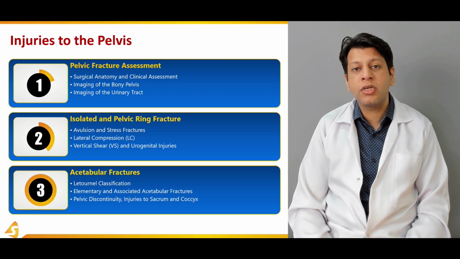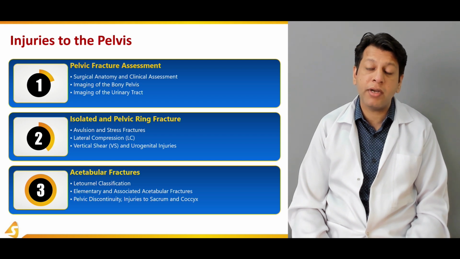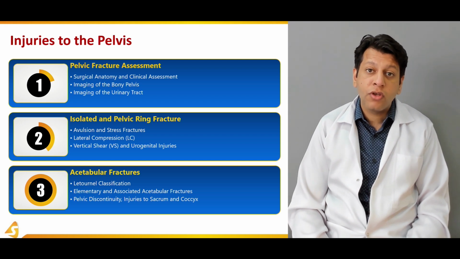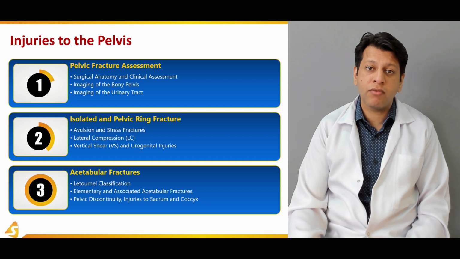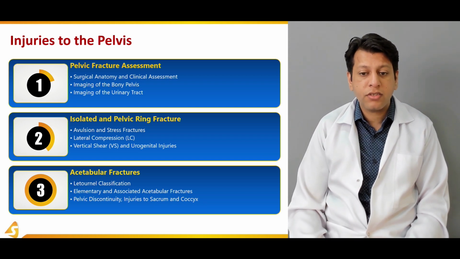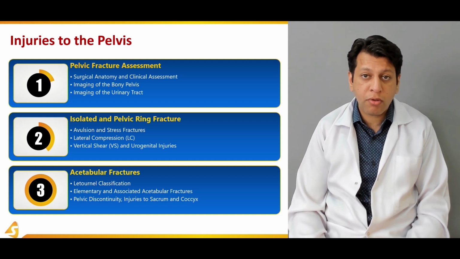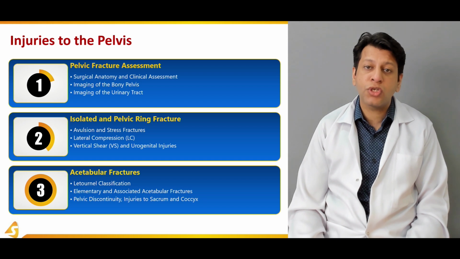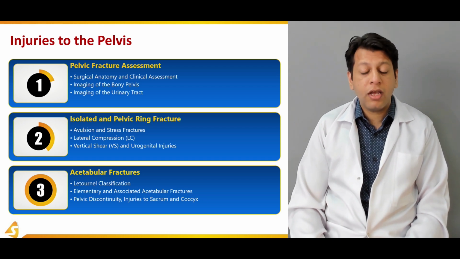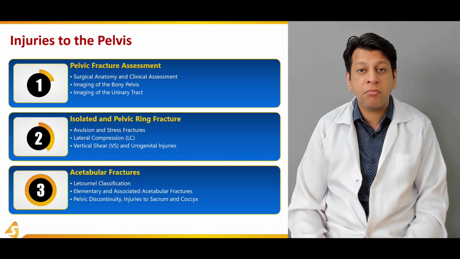Actually, the Judet and Letournel classification involves two basic types of fracture classification. One is the elementary fracture classification, which involves either the type of wall or the column fractures, and there may be associated fractures in which more than one wall or one column may be involved, and there may be hemitransverse fractures as well. Lastly, we'll be discussing the pelvic discontinuity, that is the injury to the sacrum and the coccyx as well.